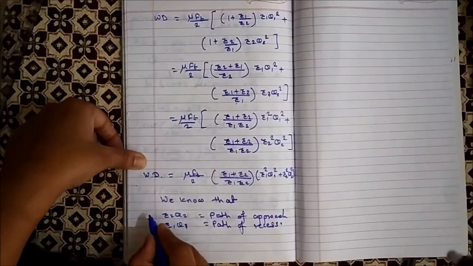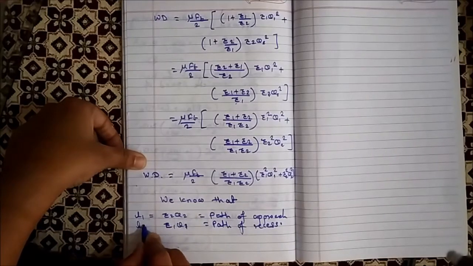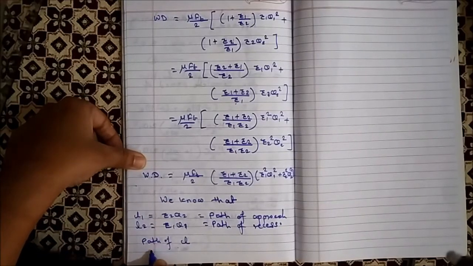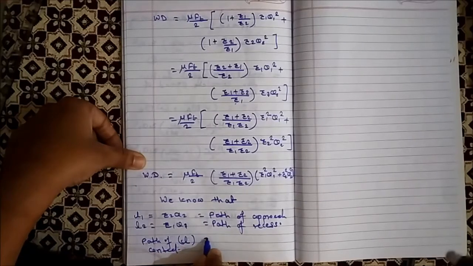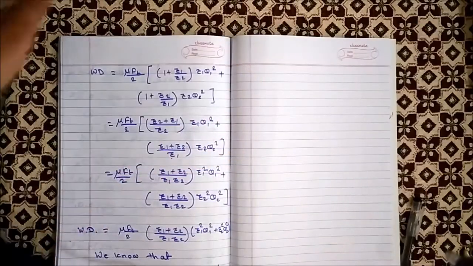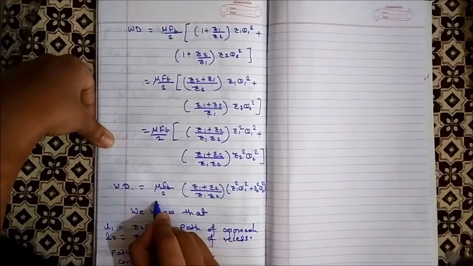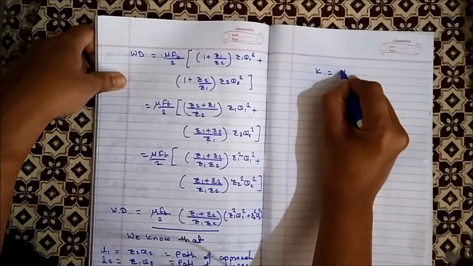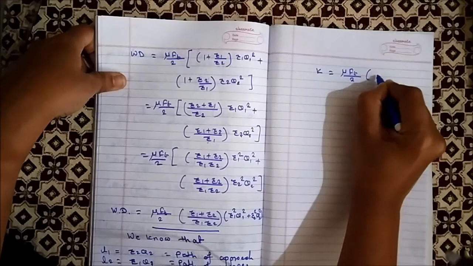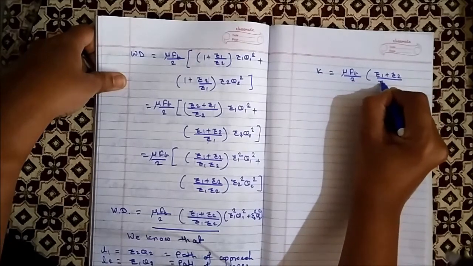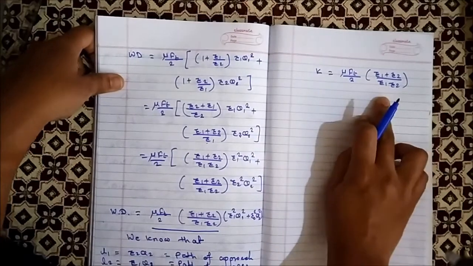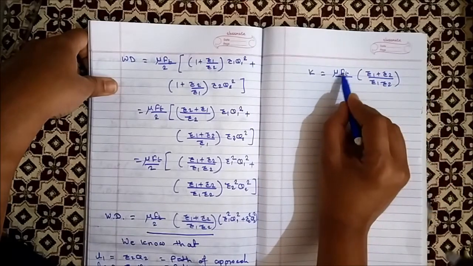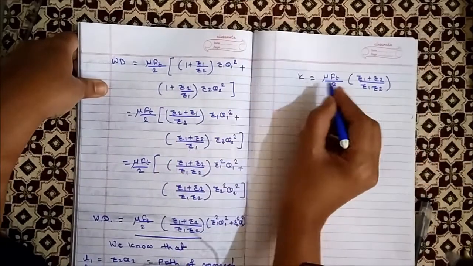Let's consider path of approach is L1, path of recess is L2, and L is the path of contact. L is equal to approach plus recess. And let us consider this whole term constant K. So K is equal to mu Ft by 2 into r1 plus r2 divided by r1 into r2. Why are we considering this term constant? Because when we take 2 gears, this r1 and r2 never change. Similarly, the force and friction depend on the material.